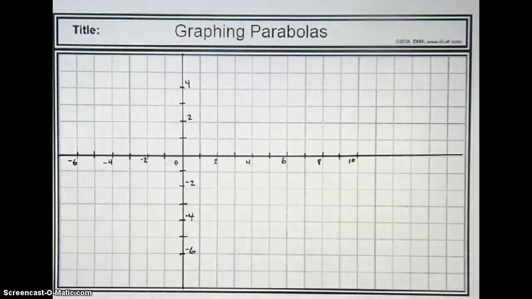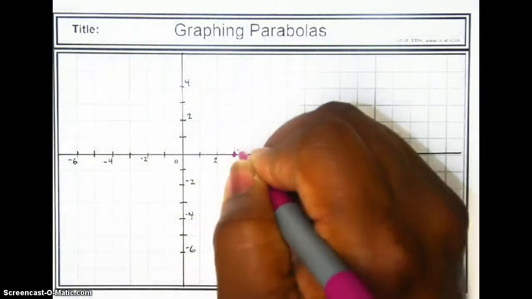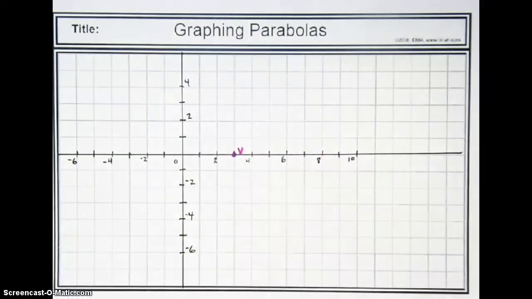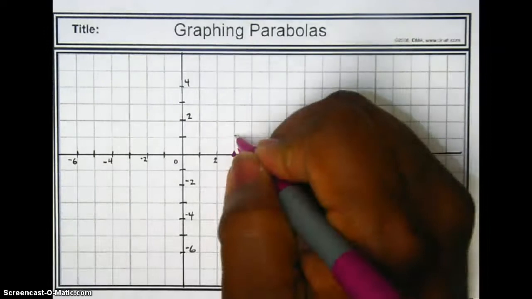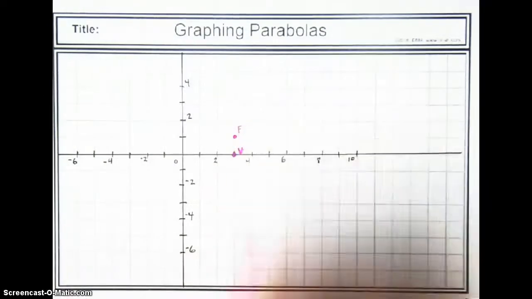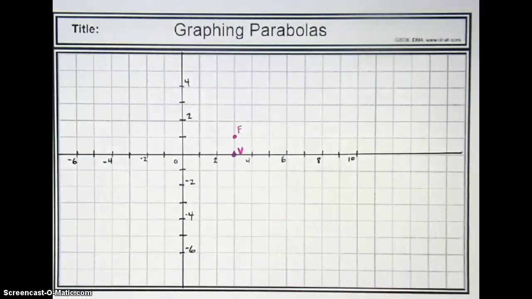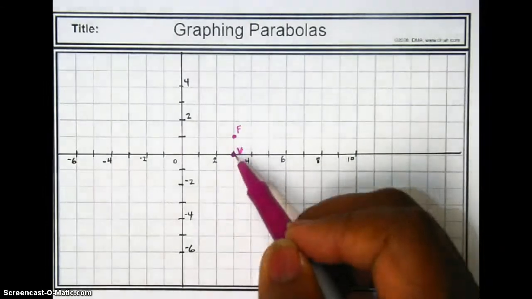Now we want to make sure that we give information about the parabola and label that information on the graph. First of all, we now know the vertex of the parabola. We know that it's located at (3, 0). So this is our vertex. I'll label it as V. I was given that the focus was (3, 1). So that's my focus. And remember that p is 1.